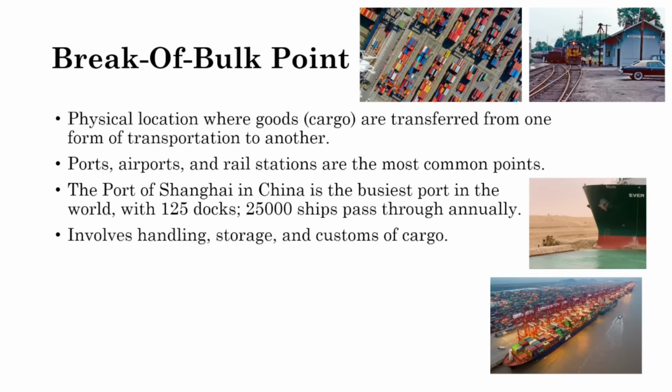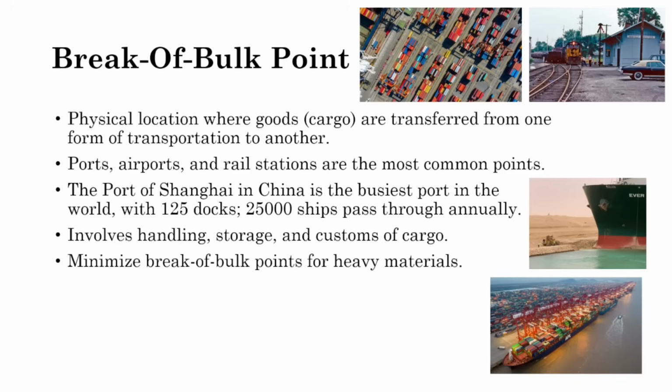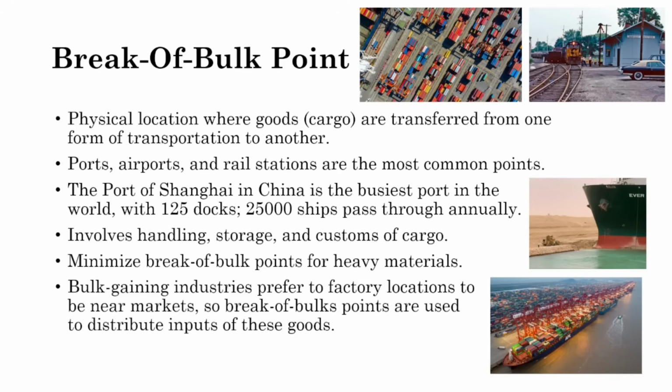Border crossings between countries like the one between the United States and Mexico. We also look at major rail terminals. All of these serve as key break of bulk points. They transfer goods from one mode of transport to another, or for the customs clearance in countries that have customs duties or tariffs. And what you really see here with break of bulk points is that you minimize them for heavy materials because they're heavy. You want to not move them over to different transportation because it's hard to do that. Bulk gaining industries prefer to have factory locations near markets, so break of bulk points are used to distribute inputs of these goods.